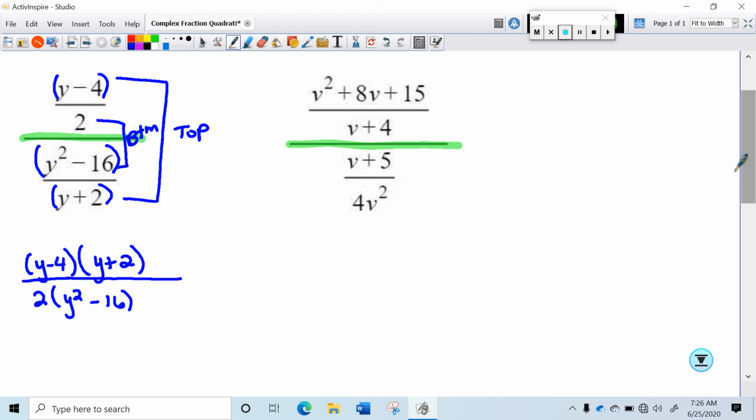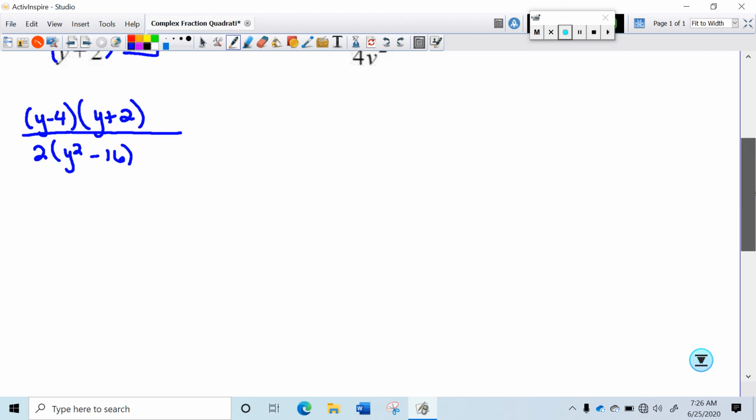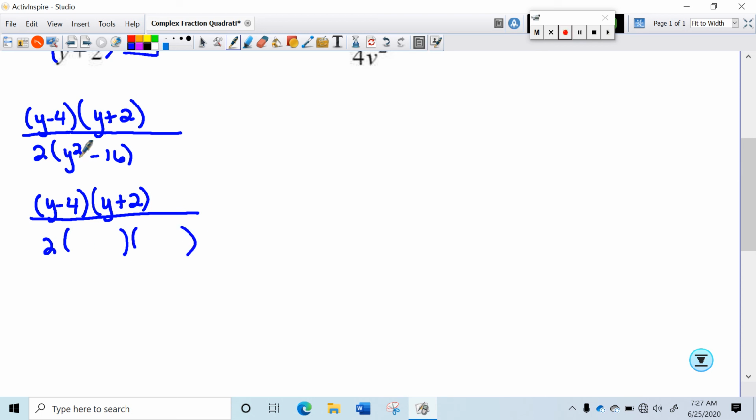Now I need to factor if possible. So I'm going to take each one of these families and see if I can factor them. Y minus 4 does not factor. Y plus 2 does not. I have a 2. Okay, y squared minus 16, that's a difference of two squares. So when you have a difference of two squares, you split up the first term, your signs are opposite, and you take the square root of the last term. The square root of 16 is 4.